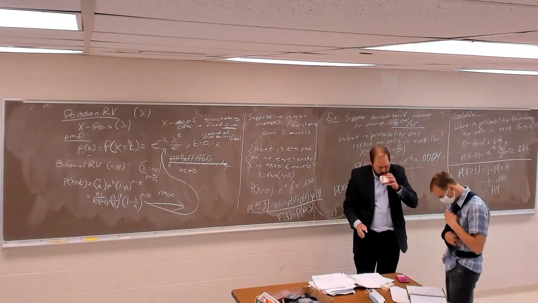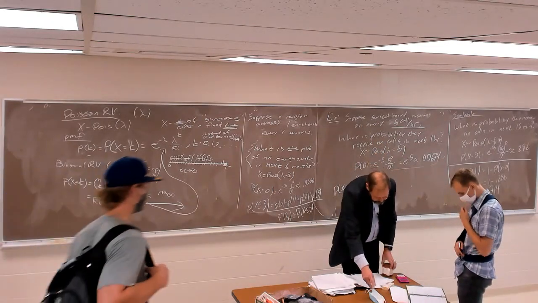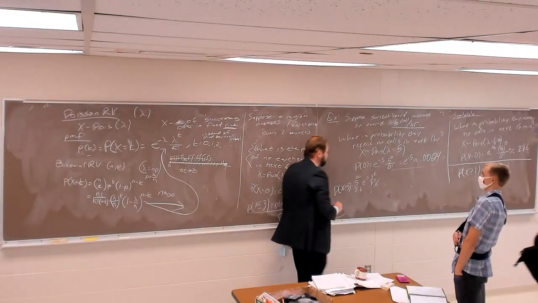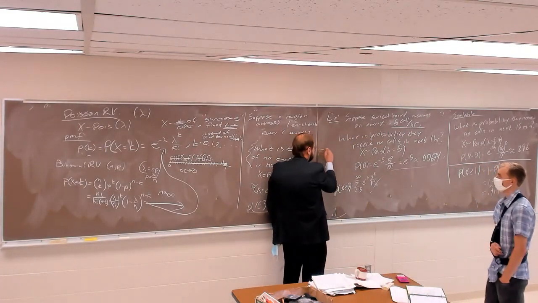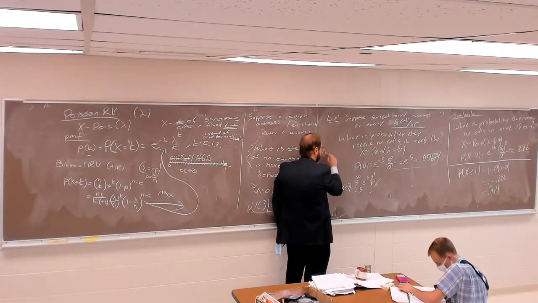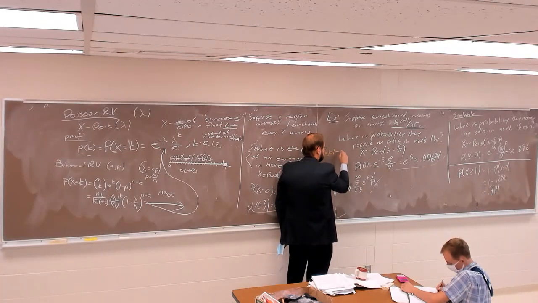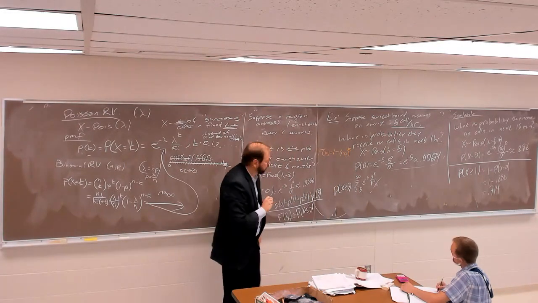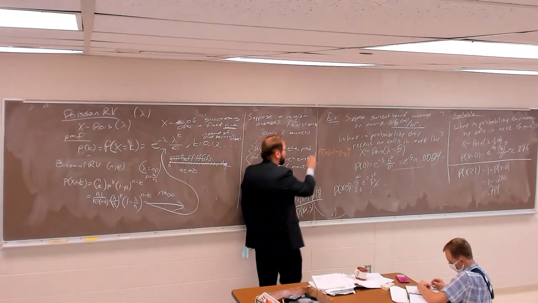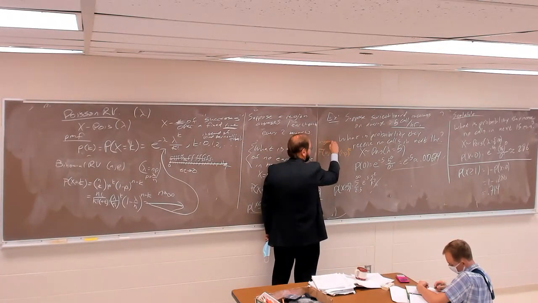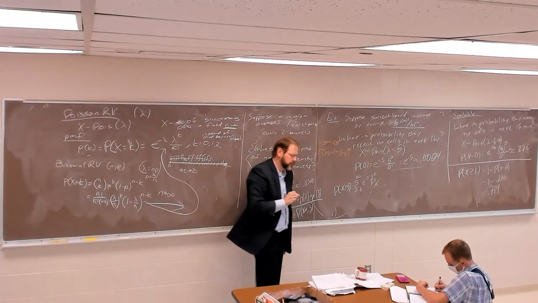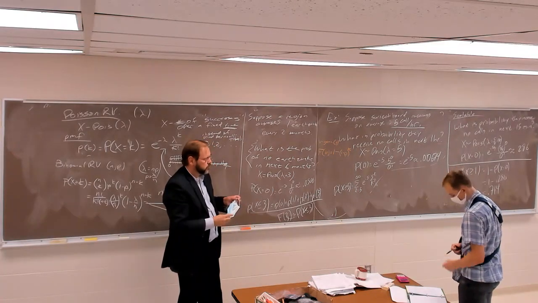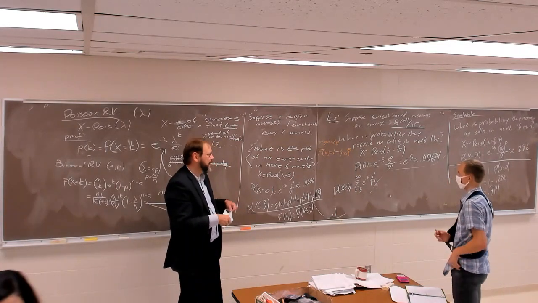Yes? You don't necessarily need to memorize it, but it was this one. 1 minus p, and that's for X, a geometric random variable with parameter p. So it makes sense intuitively.